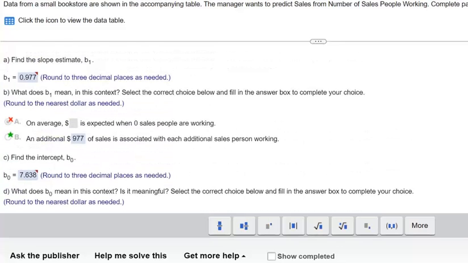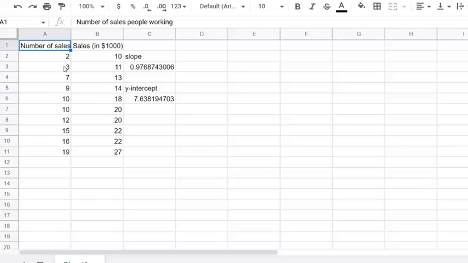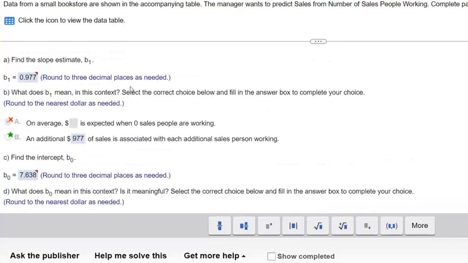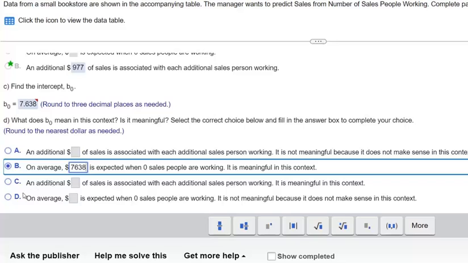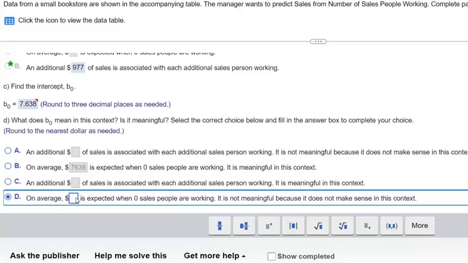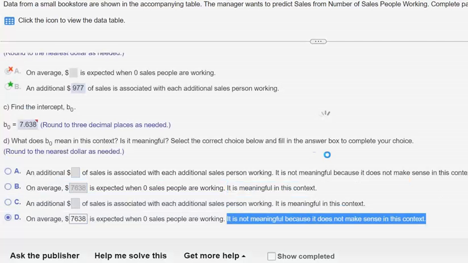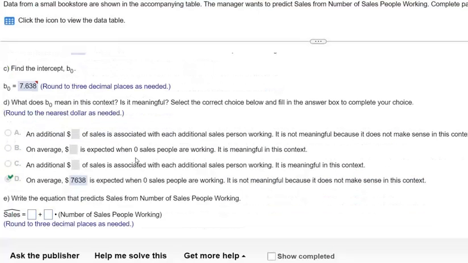Is it meaningful? There's no x equals 0 value. I don't know. It depends if it's meaningful. Can you sell anything if nobody's working? I'm going to guess this one, but this is kind of debatable. Because a store can have an automatic checkout, I guess, but I guess it doesn't make sense because you need to talk to a salesperson in order to get these items, whatever they're talking about here. So I'm going to go with that one. And okay, that's a lucky guess. If it's Walmart, you can still make sales even if there's no salespeople because they got that automatic checkout thing.